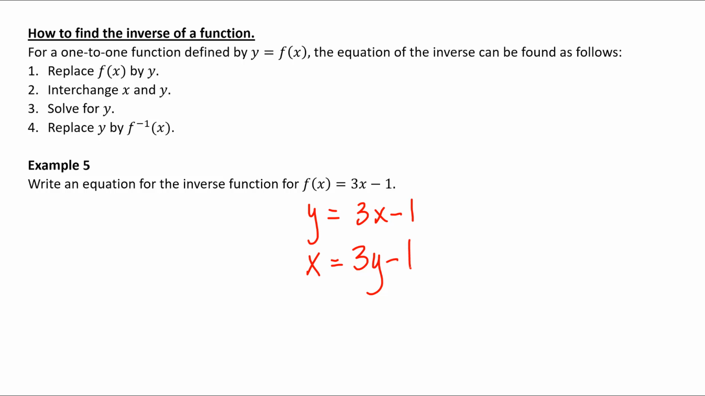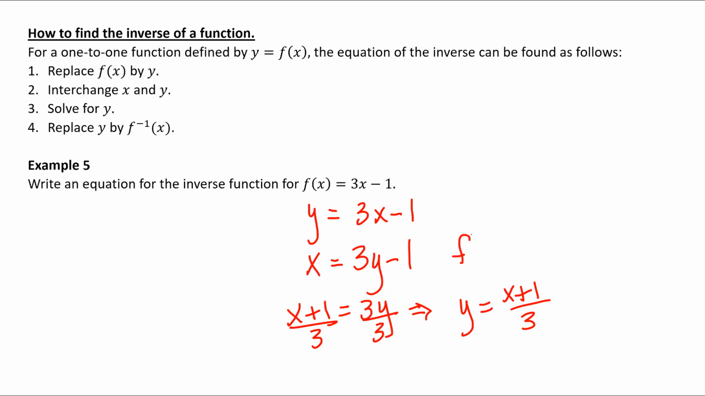Now I'm going to solve for y. So I'm going to add 1 to both sides. 3y equals x plus 1. And then I'm going to divide both sides by 3. And that's going to give me y equals x plus 1 over 3. And now, instead of calling it y, I'm going to call it f inverse of x, because this is supposed to be the inverse of f.